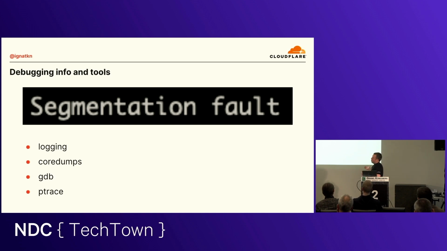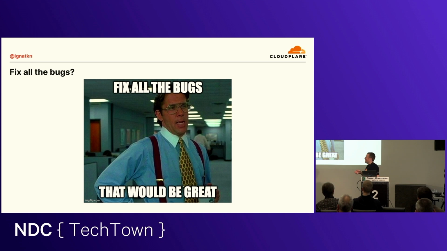Well, we can say, it's all bugs, right? Let's just fix all the bugs and we'll be fine, right? Why do we keep revisiting this every year if we can just fix all the bugs? Yeah, it's impossible to fix all the bugs.